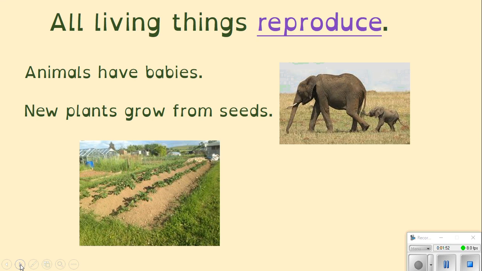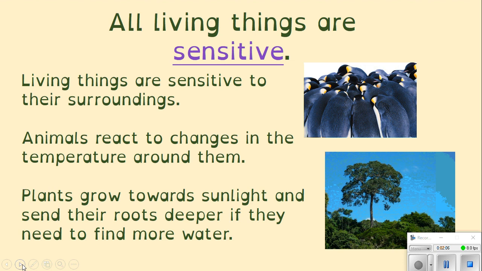Now plants, you might not think about that so much, but of course they do, because we have plants that grow from seeds. So that is an example of plants reproducing.